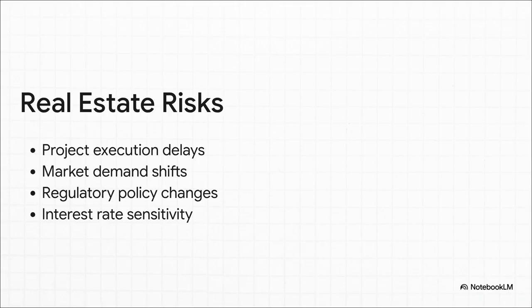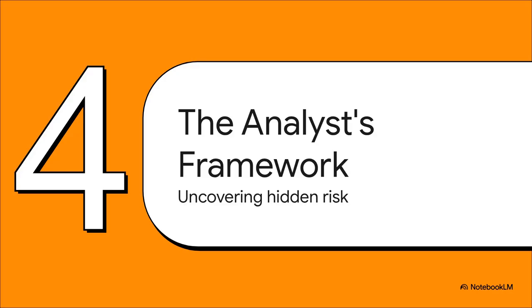Let's just take real estate for a second. Why is it so high risk? Well, think of all the things that can go wrong. A big project can get totally derailed by stuff that's completely out of the bank's control. You could have construction delays, cost overruns. What if market demand just evaporates? Or the government changes the rules? Or the big one, interest rates suddenly spike. Any single one of those things can flip a great-looking loan into a disaster overnight. Okay, so we know different sectors have different risks, but how does a real analyst actually piece this puzzle together?